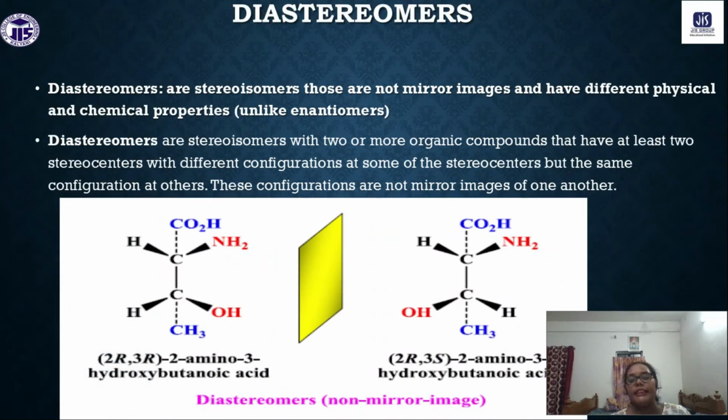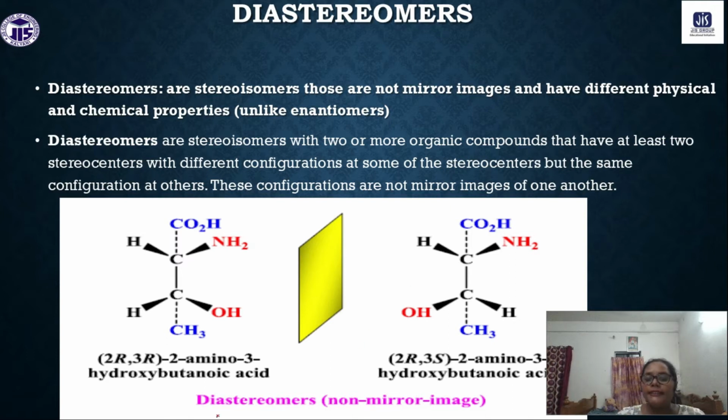Now diastereomers. Diastereomers are two molecules that don't have any similarities, like they are not mirror images. They may be chiral or they may not be chiral. They may rotate the plane polarized light, or they may not. So these are the properties we can see for diastereomers.